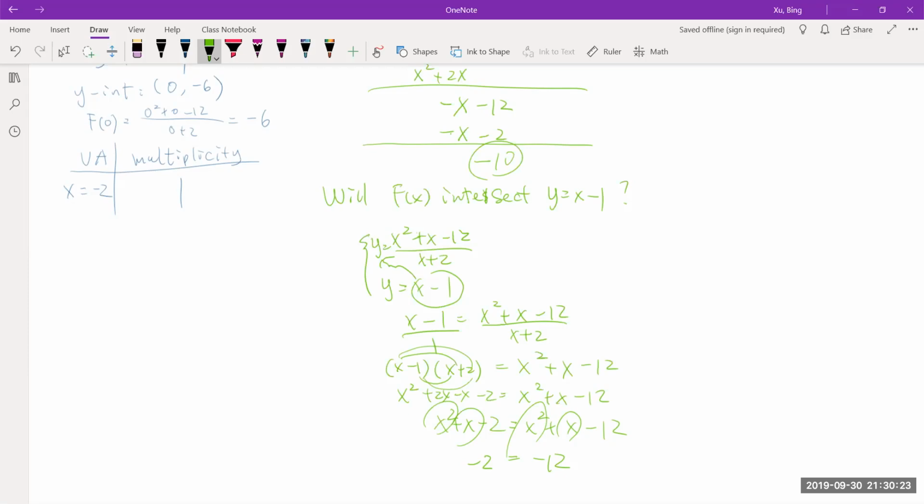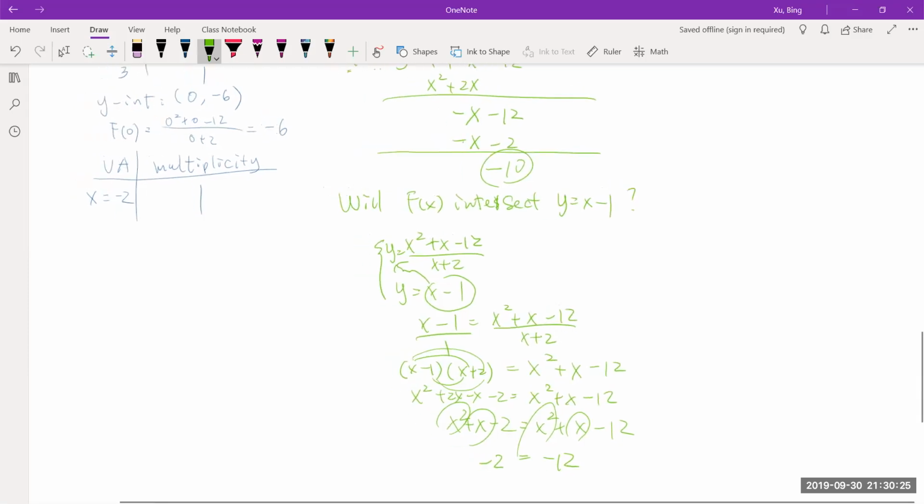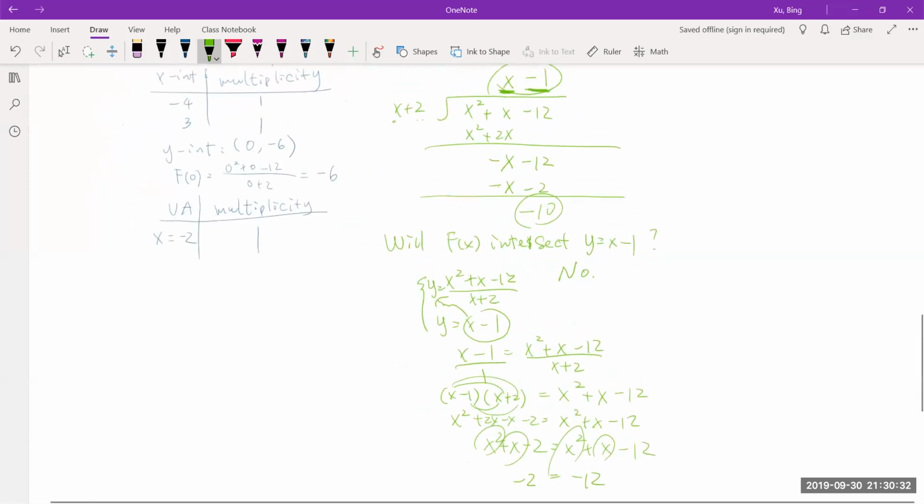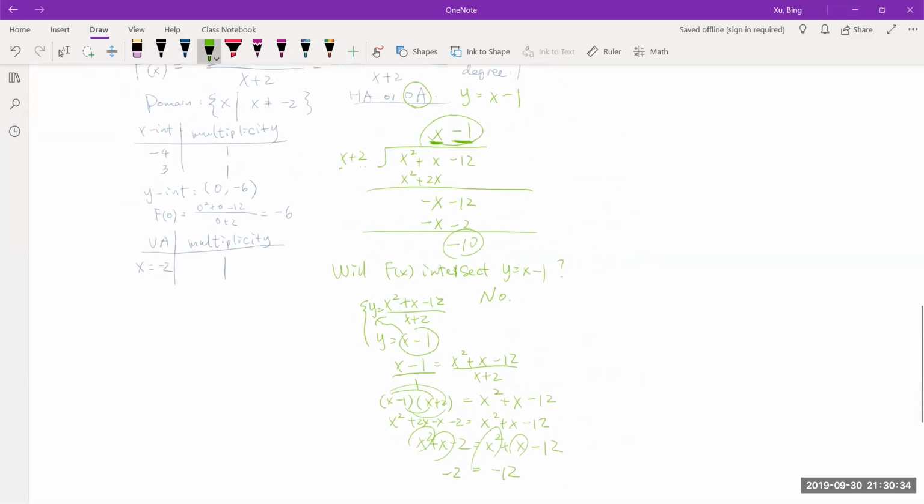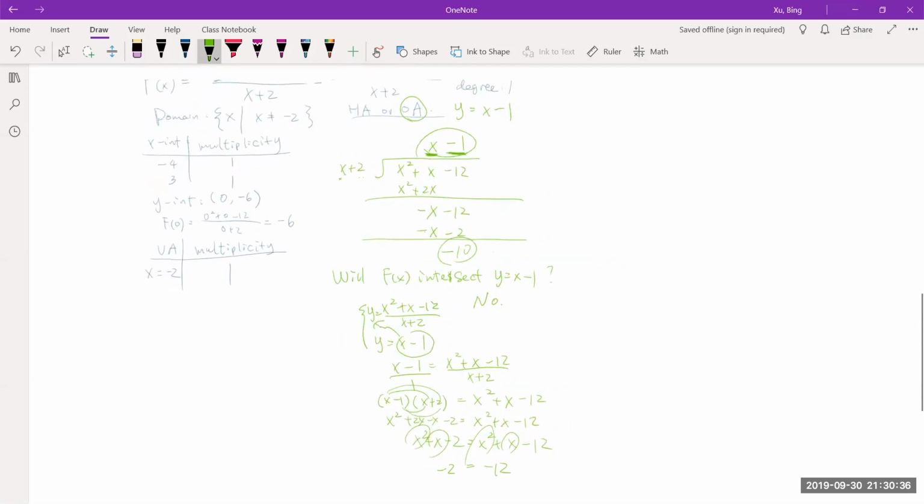Will your f of x intersect y equals x minus 1? The answer is no, because that system does not have a solution. All right, I think we have gathered enough information to graph. Let's get started.